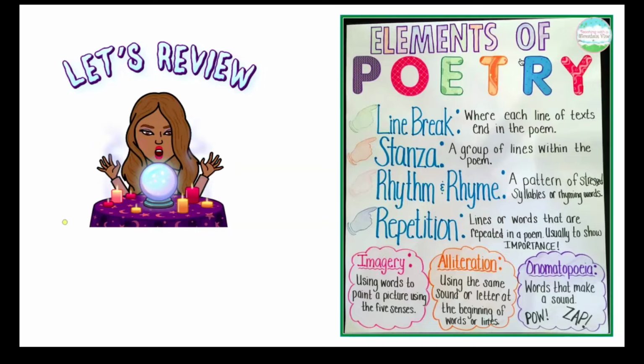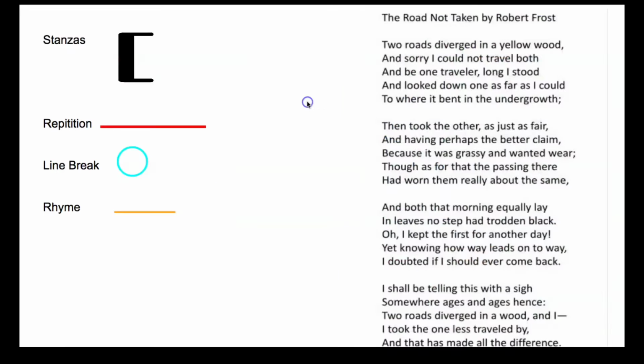So a line break, as a review, is where each line of the text ends in a poem. A stanza is a group of lines within the poem. And rhyme and rhythm is a pattern of stressed syllables or rhyming words. And we get a lot of that in music. And repetition are lines or words that are repeated in a poem, usually to show importance. So if you see something repeating, you probably want to pay attention to it. All right? So we're going to look at some examples of what this looks like inside of a poem.